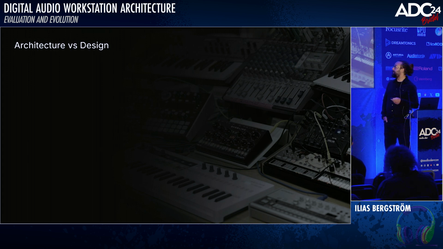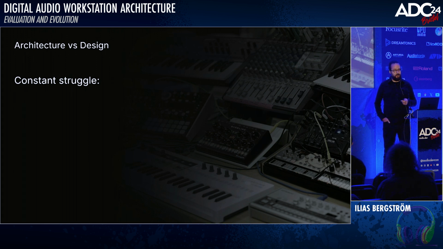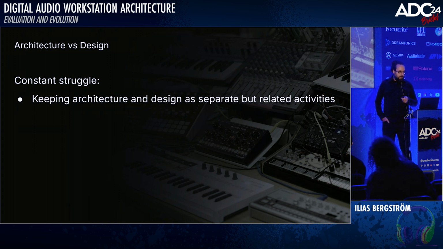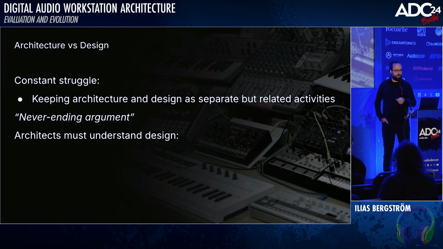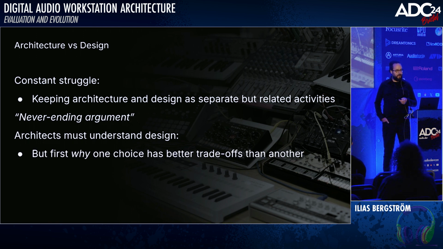And getting to the point that I wanted to stress a bit more this time about architecture versus design. What do these two words mean in our context of software engineering? Richards and Ford say that it's a constant struggle for architects to keep architecture and design as separate but related activities. And very unhelpfully, they don't give precise definitions. They just don't want to wade into the never-ending argument, their quote. And they add that architects must understand design to implement the solutions that they need. But first, they need to understand why one choice has better trade-offs than another.